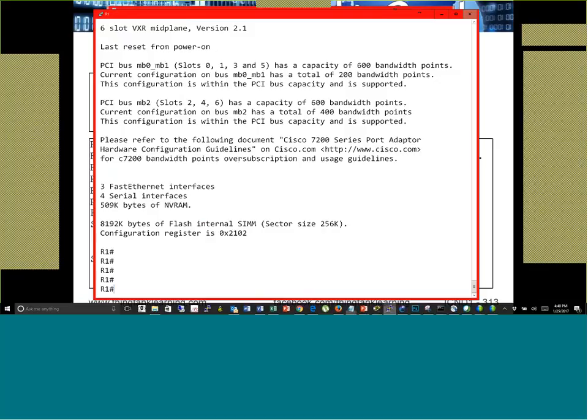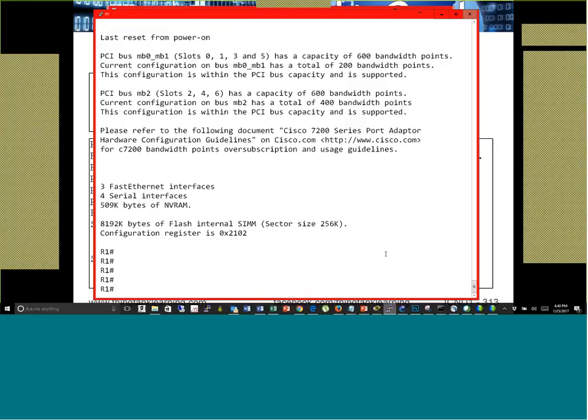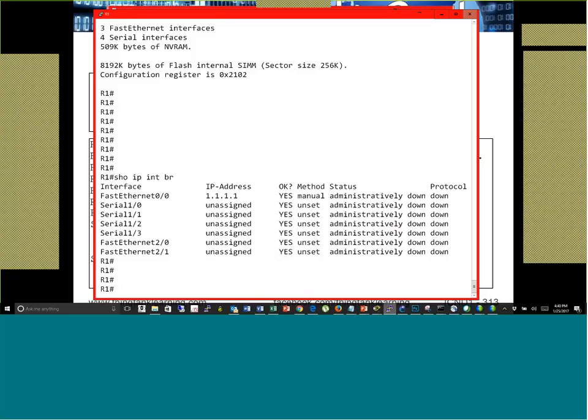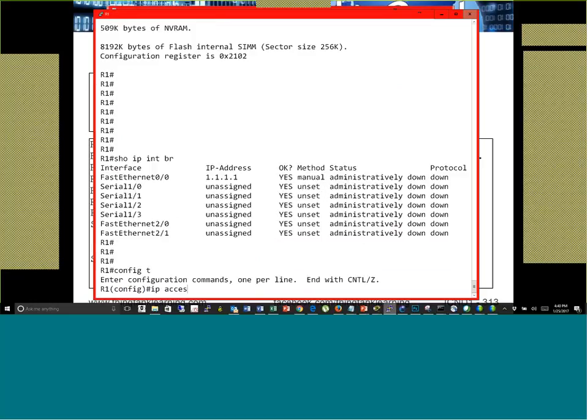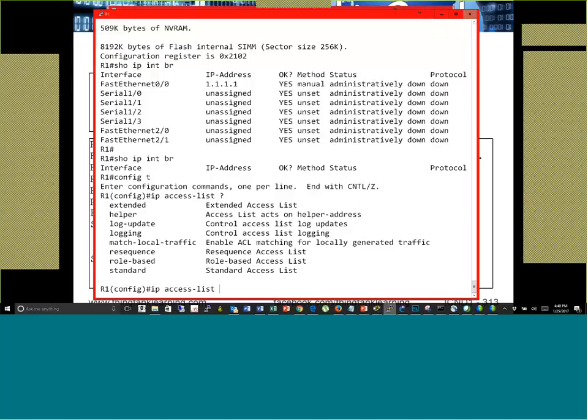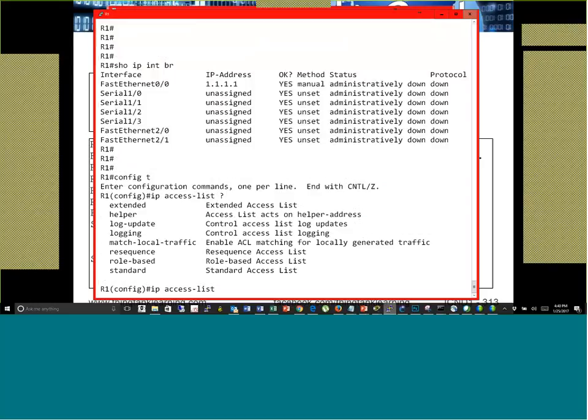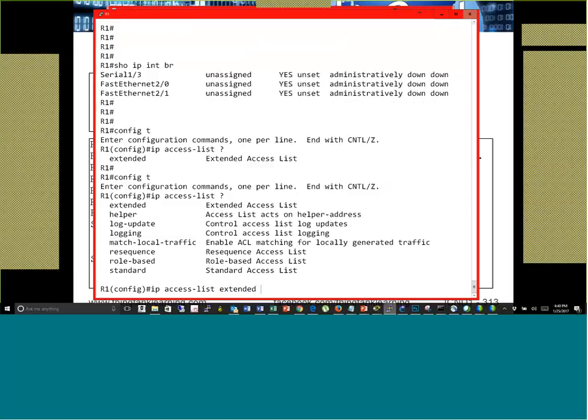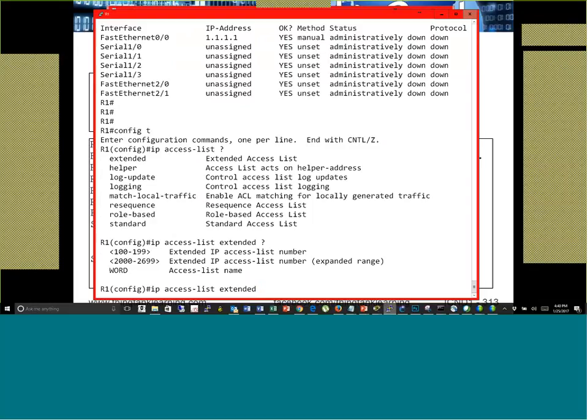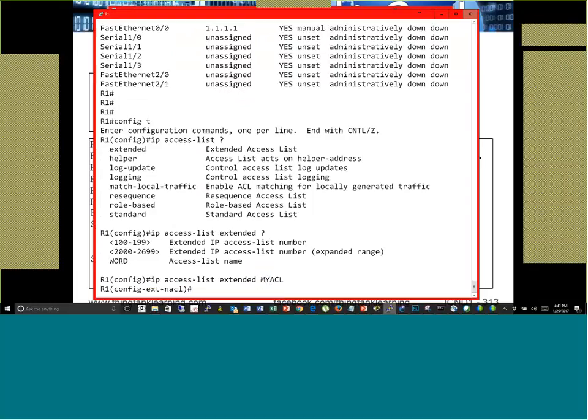Here we go. Show IP interface brief. I've got FastEthernet 0/0. Config T. IP access-list. Look where my options are: extended, standard, role-based, and some other stuff. I want to create an extended access list, and I want to give it a number or a name, my ACL. This is what we call a named access list. So we don't actually create individual line entries. We create it under named access list configuration mode.